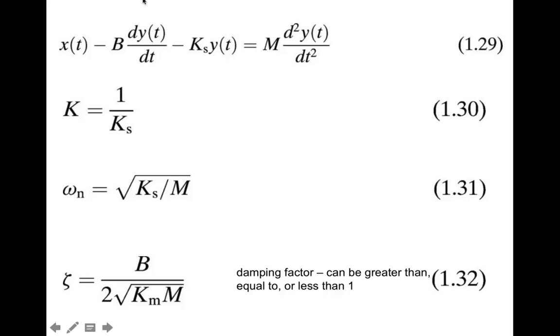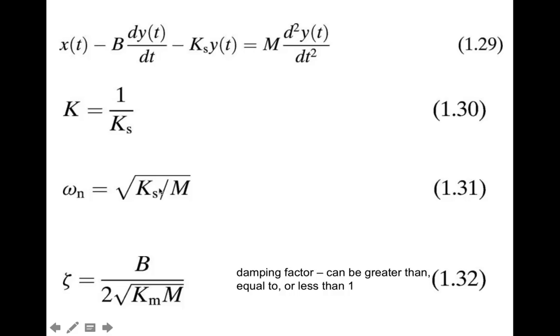Here is an example with some specific constants. This is a spring mass, a damped spring mass problem. And so if we have these constants, then it turns out our k is going to be 1 over k sub s. Our omega n will be the square root of k sub s over m, and our zeta will be b over 2 times the square root of k sub s m. This is referred to as the damping factor, and it can be greater than, equal to, or less than 1. And this is the natural frequency.